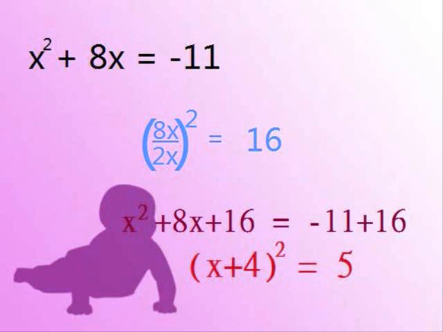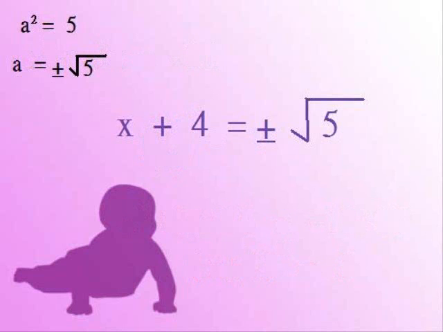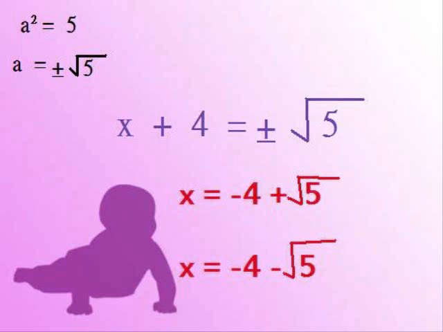If you recall from one of our previous lessons, a² = 5 implies that a = ±√5. Applying this to what we have, we get x + 4 = ±√5. We now have two linear equations. x + 4 = √5, or x + 4 = -√5, which give rise to the following roots. x = -4 + √5, or x = -4 - √5.